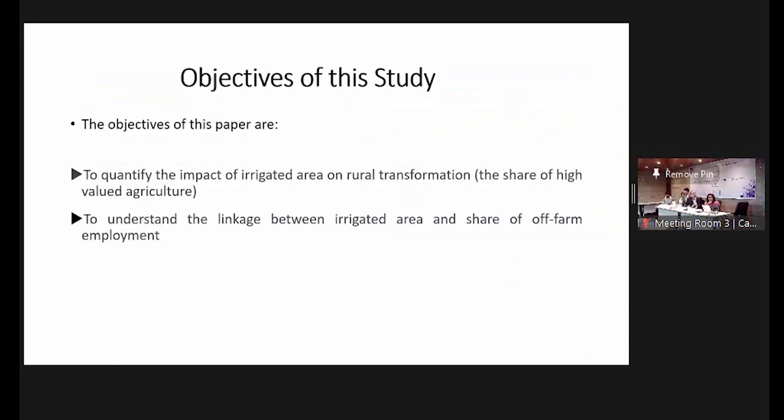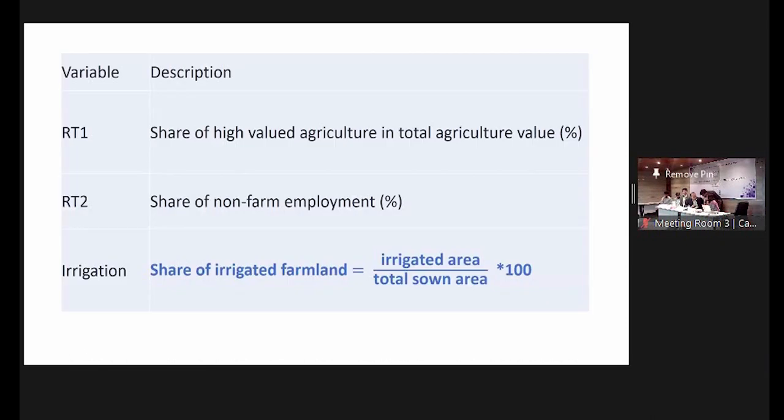For that purpose, the specific objectives of the study are to quantify the impact of irrigation on rural transformation. As I already mentioned, rural transformation itself could be measured by various indicators. So in two objectives, we are taking two different indicators on which we will see the impact. One is the share of high valued agriculture, and in the coming slide I'll tell you how we have measured it, and the other is the linkage of irrigation with off-farm employment. These two, off-farm employment and share of high valued agriculture, are the indicators of rural transformation, which we will call RT1 and RT2 in the rest of our analysis.